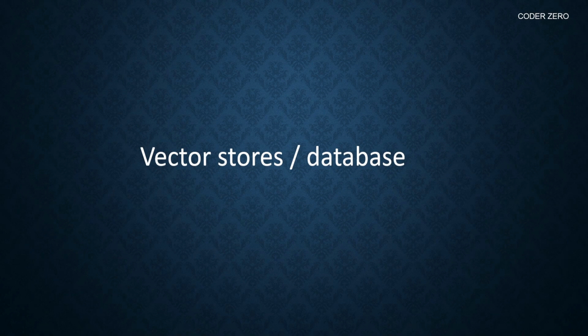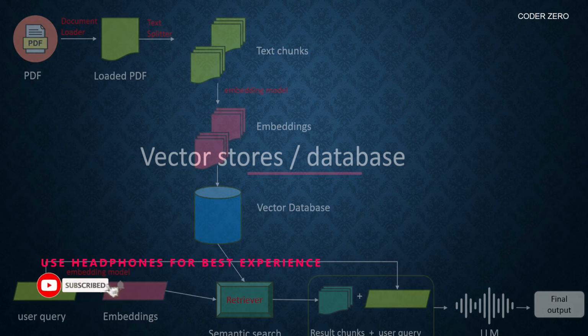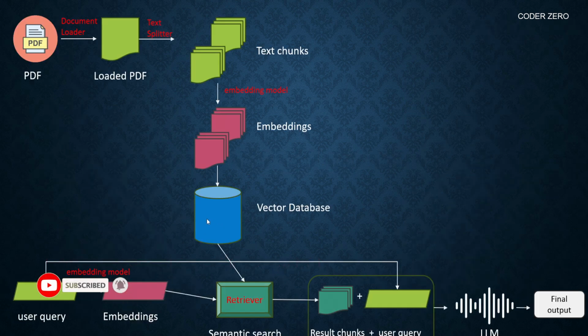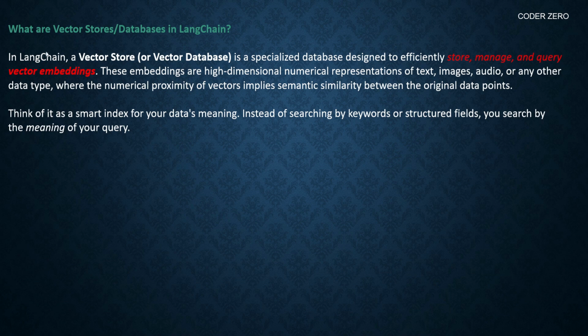Guys, welcome. Today we'll be talking about vector stores or vector databases. So we have vector stores here, you can see in our pipeline. So what is a vector database or vector store? A vector store is a specialized database designed to efficiently store, manage and query vector embeddings.